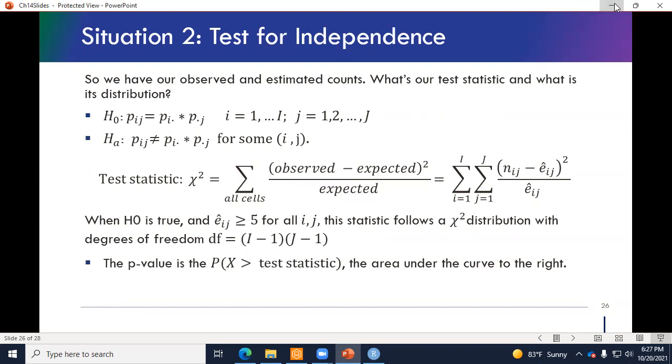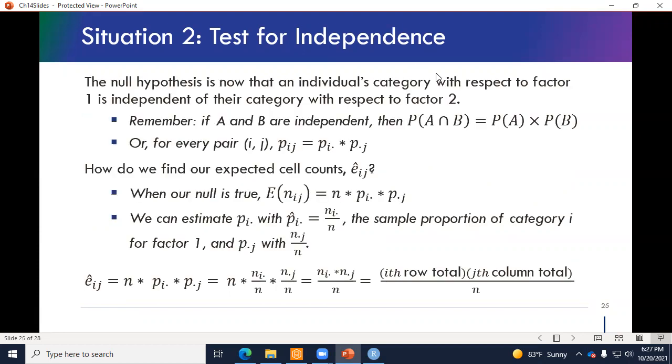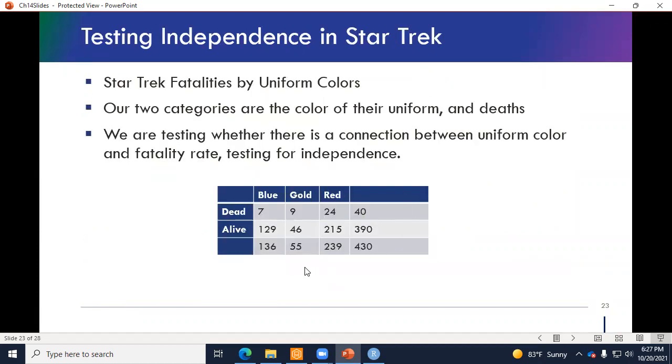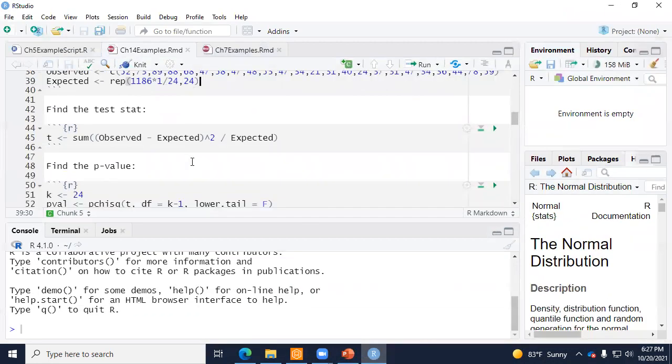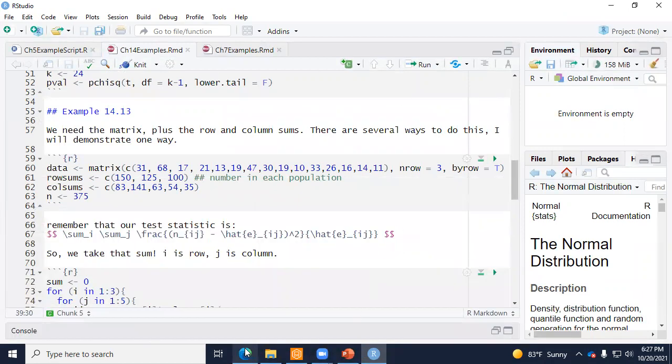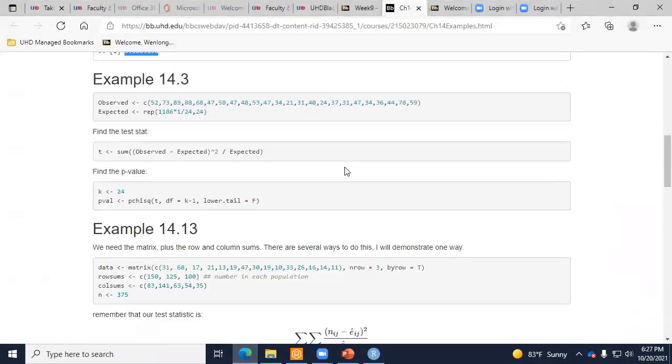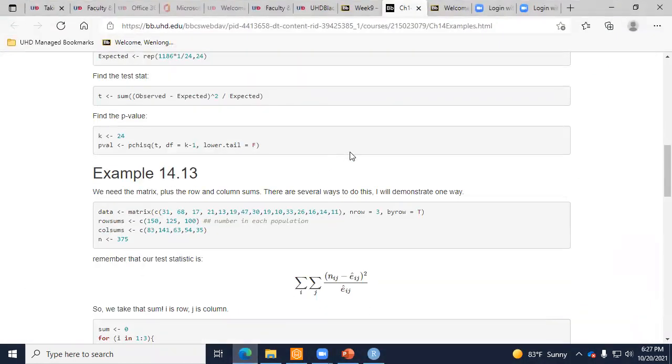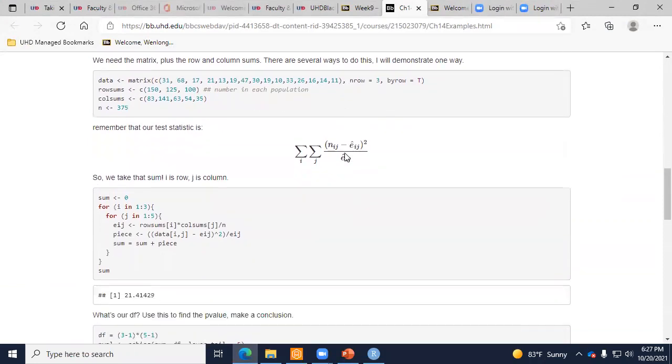I have an example in R that we can take a look at, to see how we do that in R. Oh, we're supposed to look at it here so it's clearer. Okay.